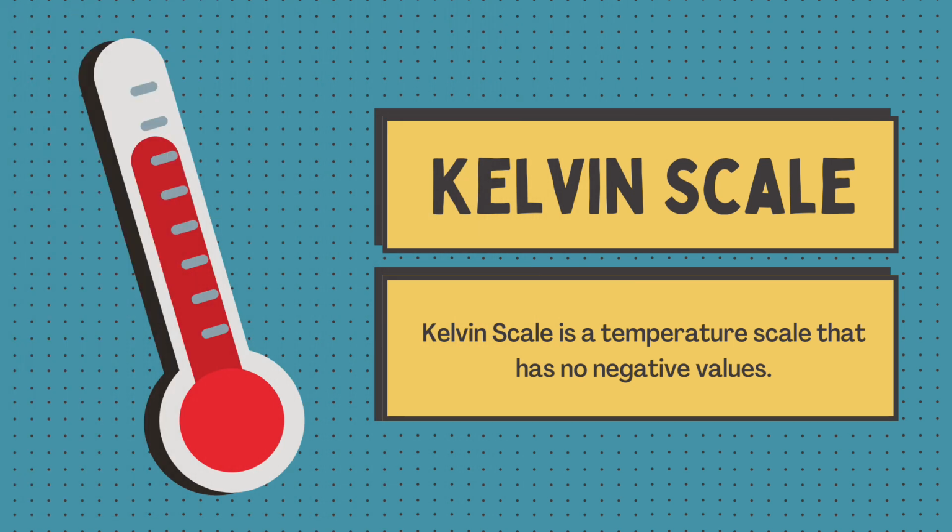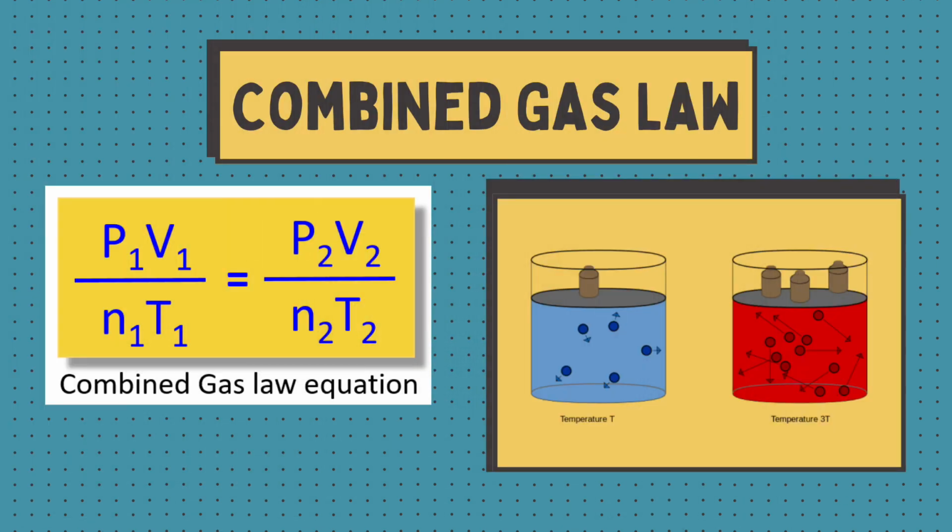What is Kelvin scale? Kelvin scale is a temperature scale that has no negative values. Now, what is combined gas law? Combined gas law states that the ratio of the product of pressure and volume and the absolute temperature of gas is equal to a constant. It states that equal volume of gas at the same temperature and pressure contain the same number of molecules.